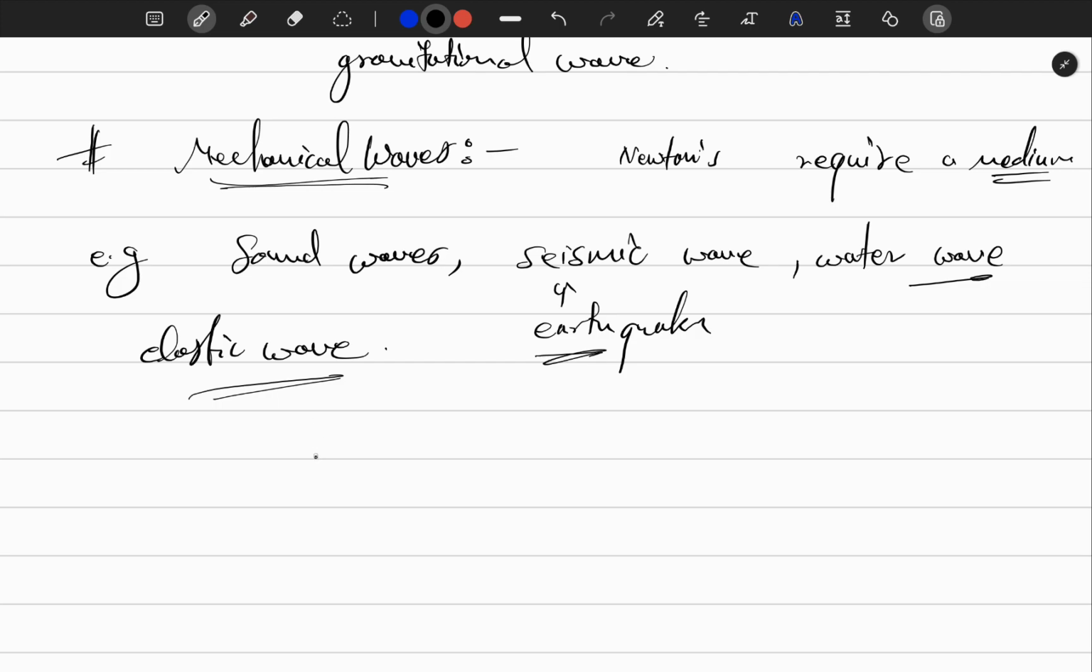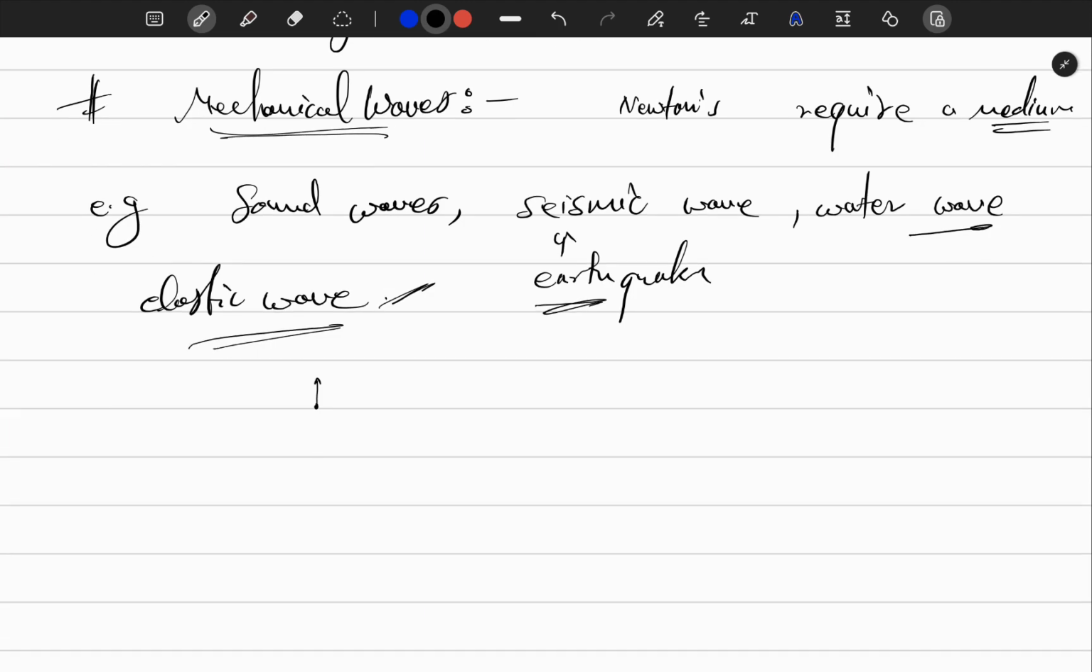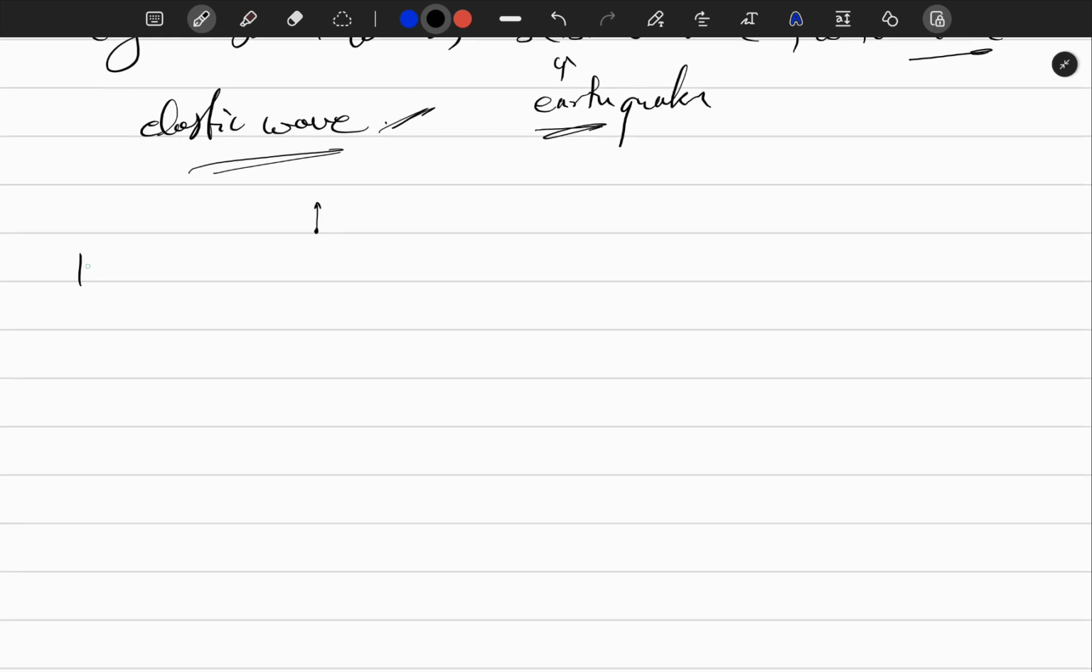If the position of the particle is changed from its equilibrium position, it regains its position after some time. So that's why they are also called elastic waves. Sound waves, seismic waves, and water waves are the examples. The next is electromagnetic waves.